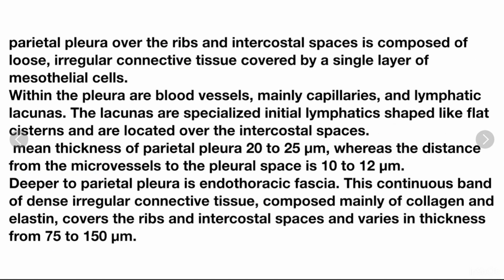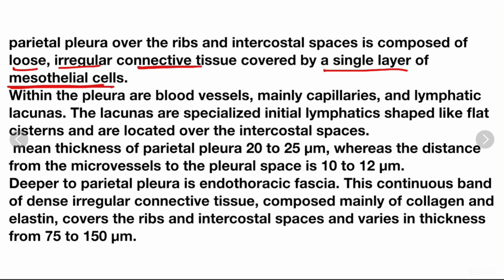Then they are talking about the parietal pleura over the ribs and intercostal space. It is composed of loose, irregular connective tissue, which is covered by a single layer of mesothelial cells. So the parietal pleura is very loose, irregular, made of connective tissue, and is a single layer of mesothelial cells. Within the pleura, there are blood vessels, many capillaries.